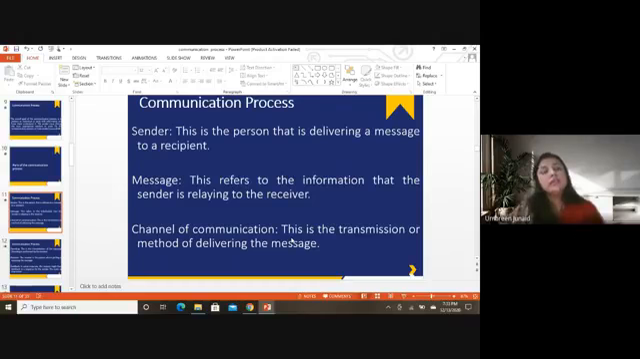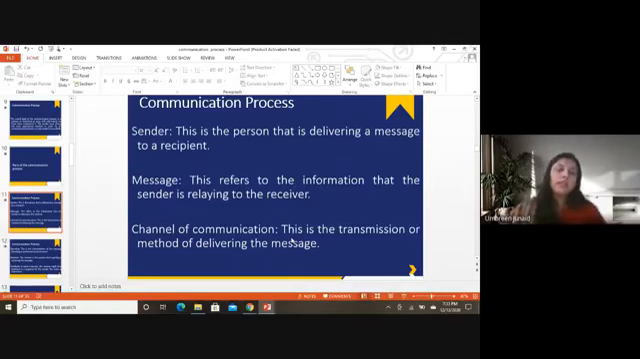The second is the message itself. This refers to the information that the sender is relaying to the receiver. So basically, what is the message? The message means the information that has to be conveyed to the receiver, to the recipient, is the message.